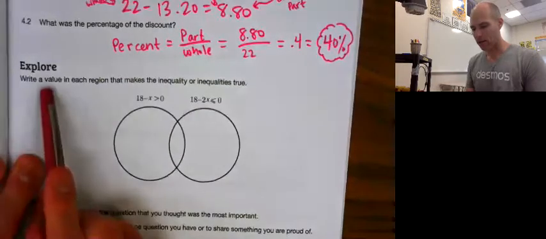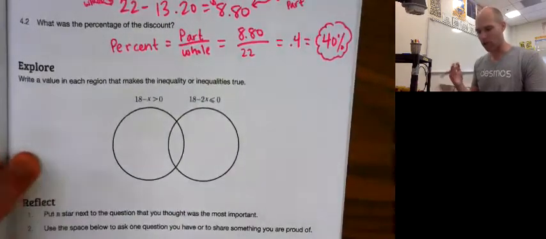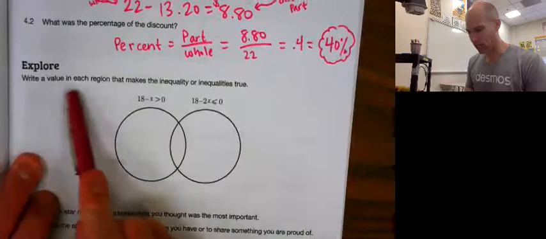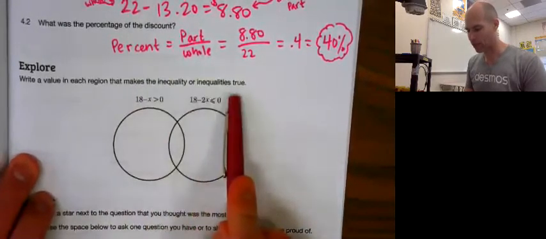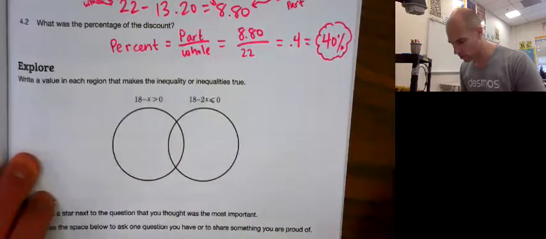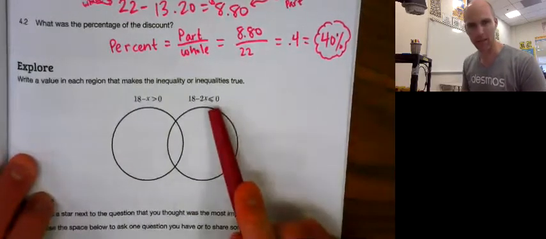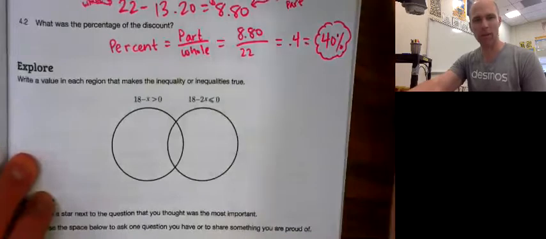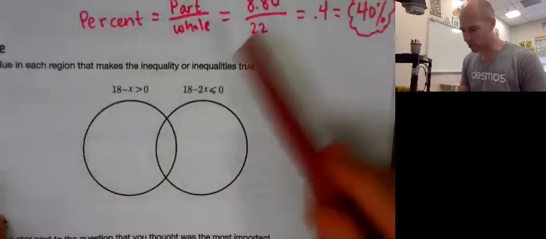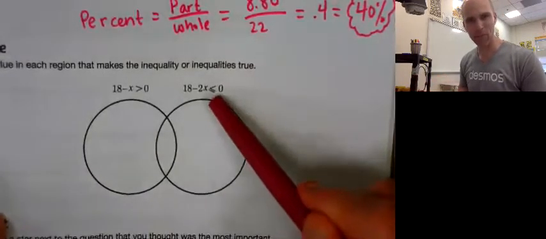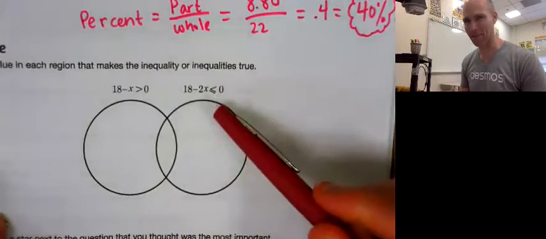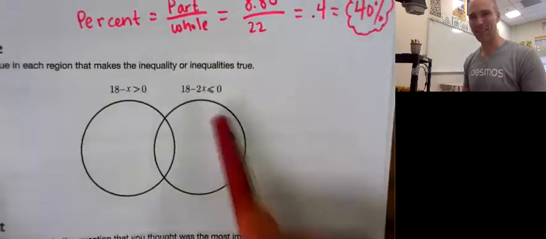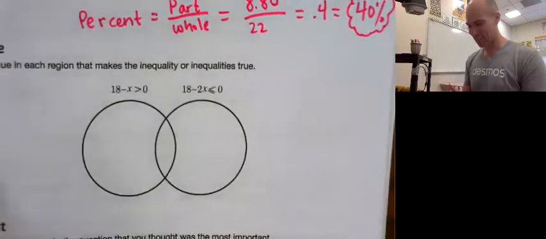All right, we're on the explore now. Okay, write a value in each region that makes the inequality or inequalities true. Well, this is weird. I've never seen this symbol before. I think this is supposed to be less than or equal to, but like the equal to bar is slanted. I think that's just a typo. I don't think that's a math symbol I've ever seen before. So I'm just gonna assume that that's a less than or equal to bar.